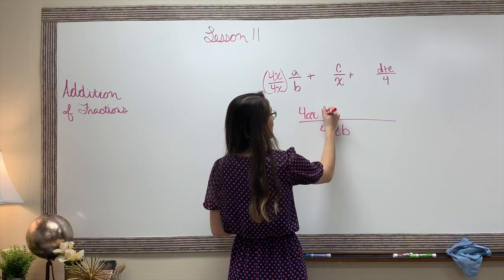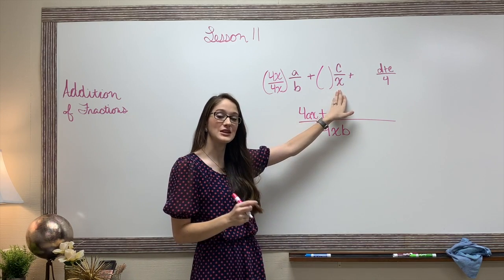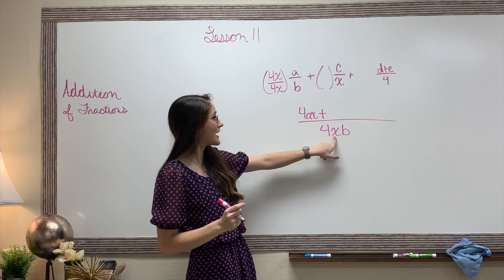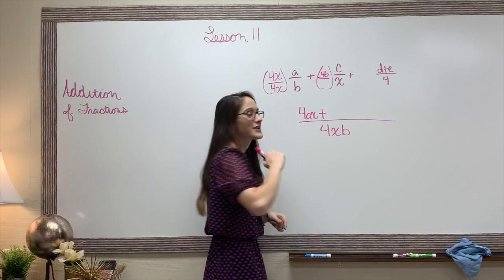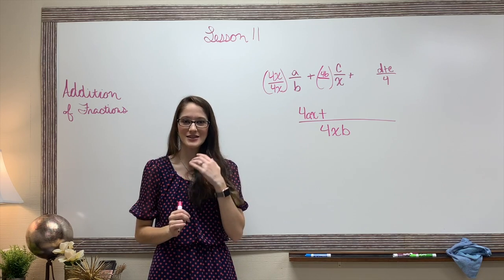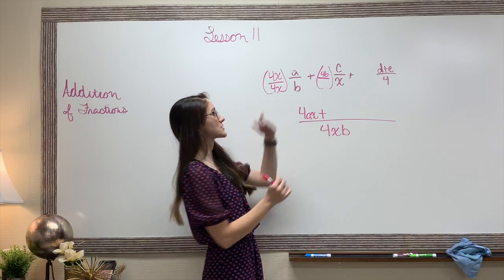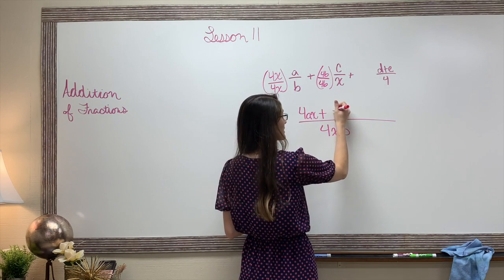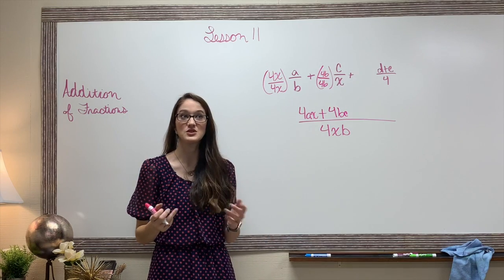Then I'm going to say plus, and I'm going to look at the second fraction. What is this second fraction missing from its denominator that will get my common denominator? It has the x, it does not have 4 or b. So I'm going to multiply it by 4b. But again, I can't just multiply it by 4b because that's what I need. I have to work within the math rules. I can multiply it by a variation of 1. So I can multiply it by 4b over 4b. So 4b times c is 4bc. And then 4b times x is 4xb, which is what I was looking for.